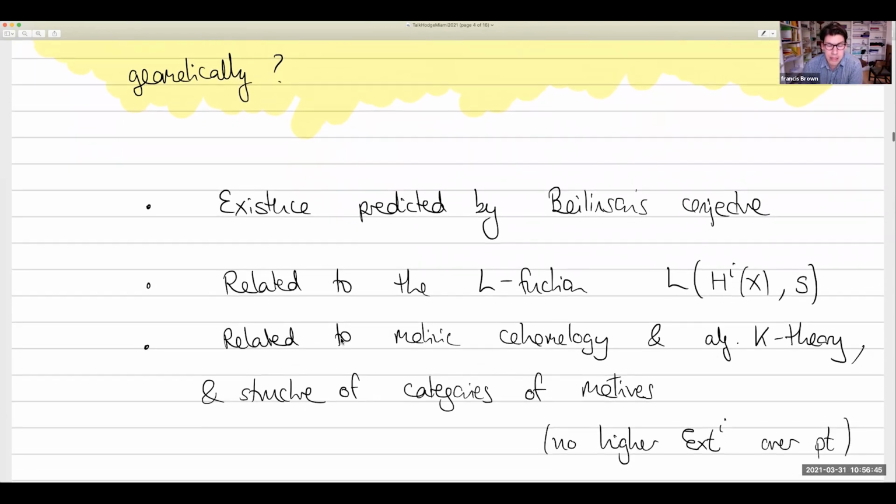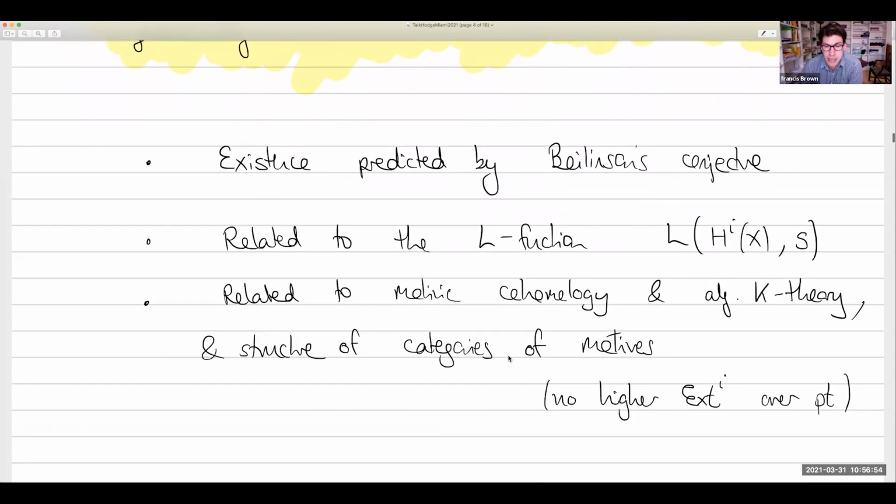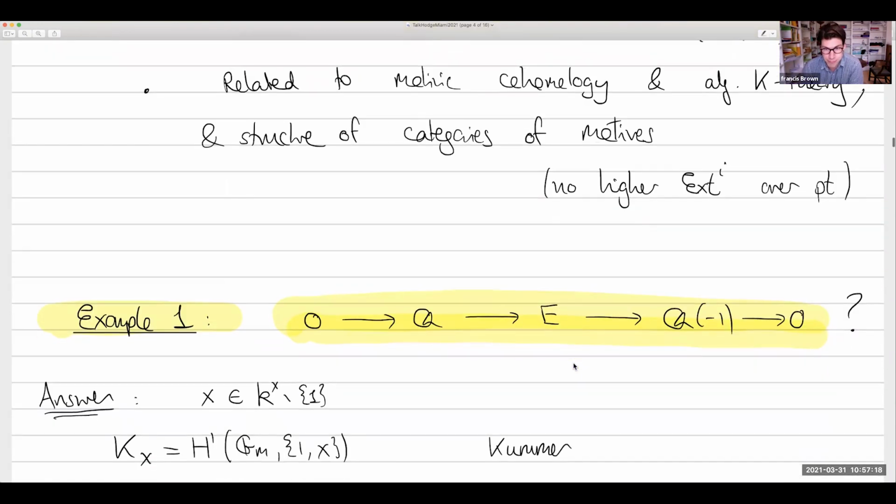This question of the Ext groups is related to motivic cohomology and very closely related to algebraic K-theory. And it dictates the structure of categories of motives. So what I mean by this is we expect that the category of motives over a point should not have higher Ext groups. So if you know the simple building blocks and you know the extensions, then you know the structure of the category. Of course, you don't know the objects in the category. That's a different question, but you know something about the structure of the category. So this question of extensions is very important.